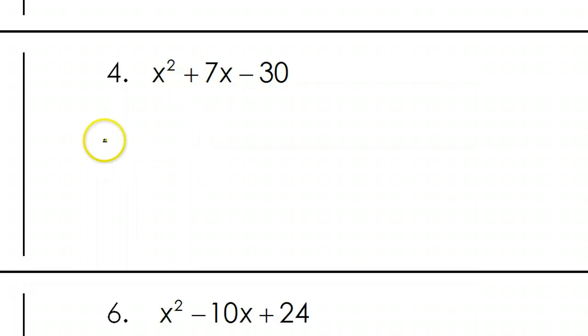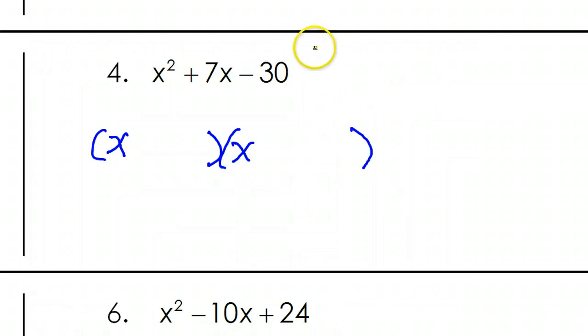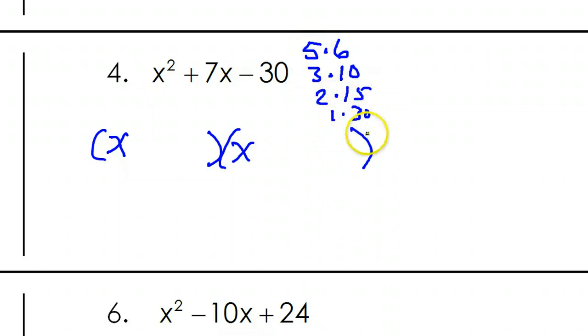Oh, look, another easy one. Love it. I'm loving it. X squared can only be x times x. 30 might be, let's see, 5 times 6. Or it could be 3 times 10. I'm trying to see if there's anything else in between. Or it could be 2 times 15. Or it could be 1 times 30. So you have 4 options to make 30.